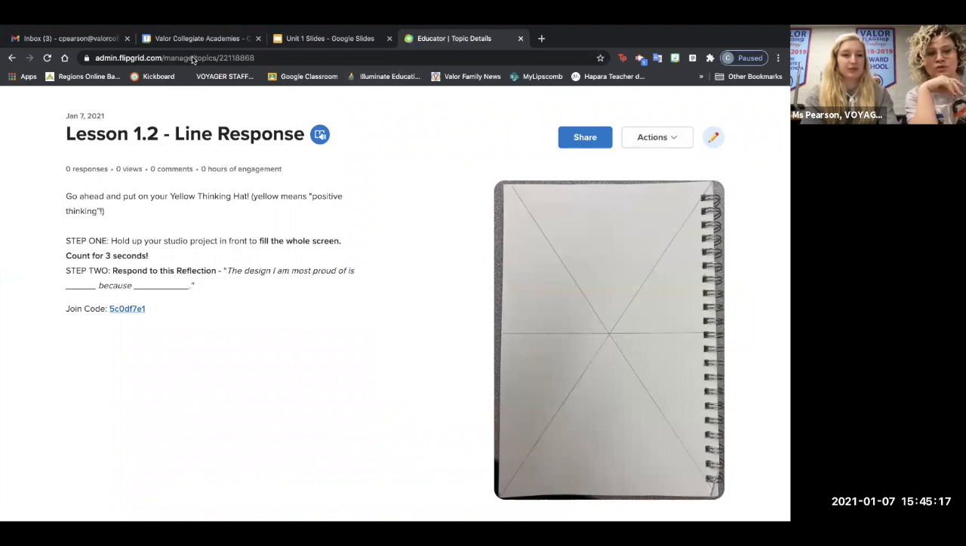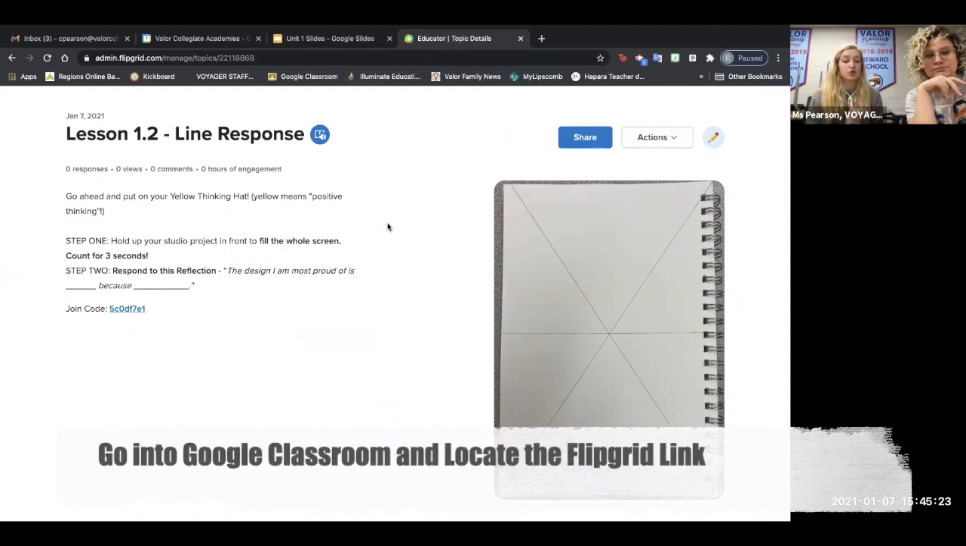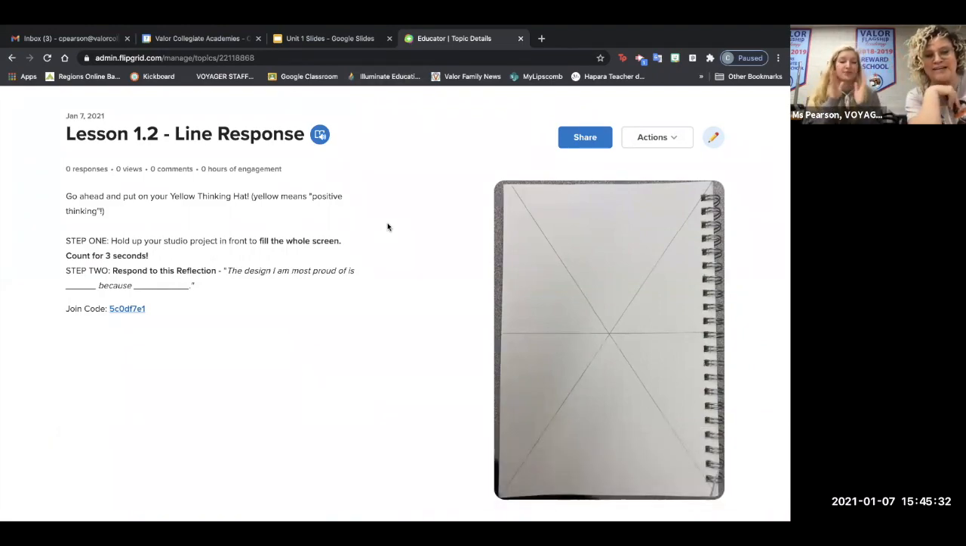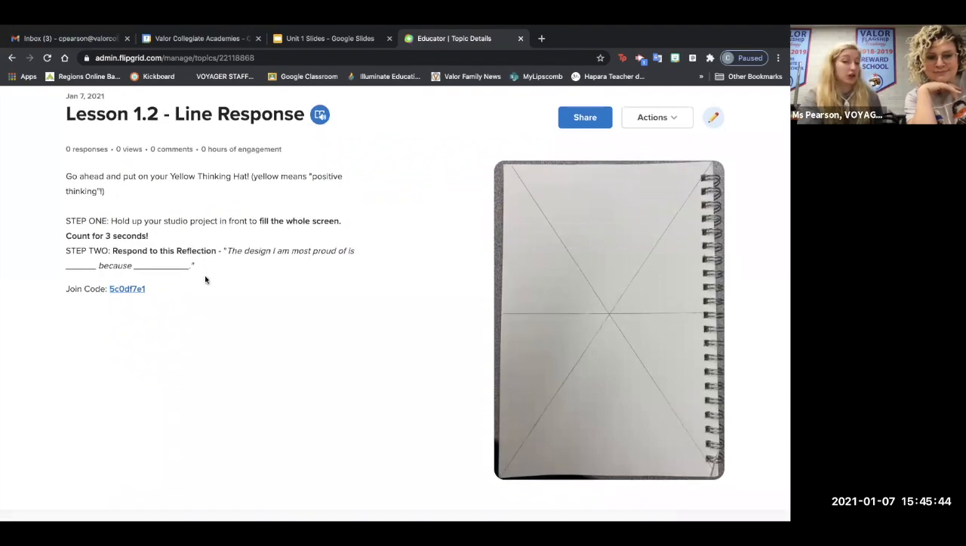So again, we're going to be creating that video. Here we go. Perfect. You will have the link in Google Classroom. You will go into Google Classroom, click on the Flipgrid link, and you've got to log in through Google. Always log in with Google. Once you log in with Google, it will take you directly to lesson 1.2 line response.